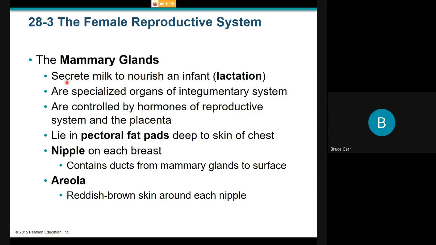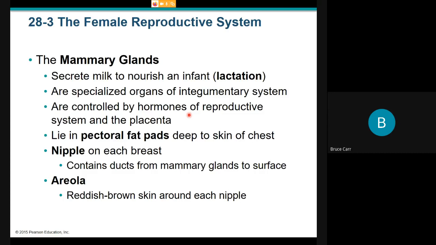They secrete milk to nourish the infant, and it must be a very successful strategy. Typically, these mammals produce smaller numbers of offspring than the invertebrates. I'm well aware that some mammals do produce very large litters and can reproduce very rapidly, but compared to the insects, it's still relatively a small number. Secreting milk is controlled by hormones of the reproductive system and of the placenta inside the uterus.